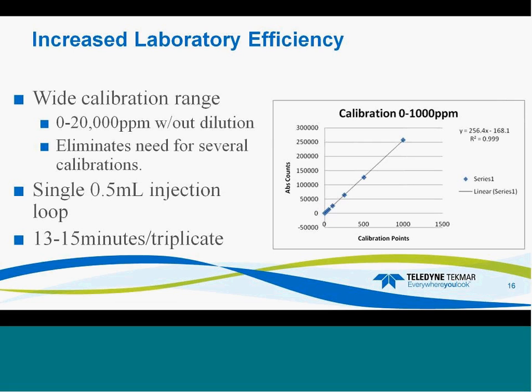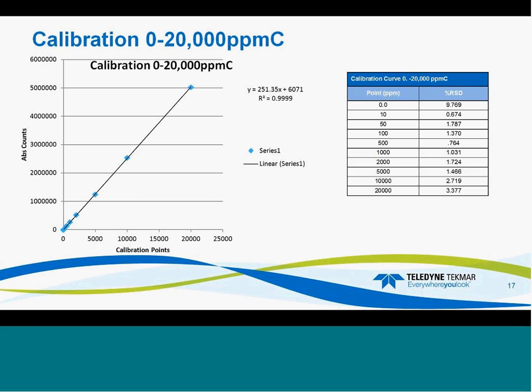Not the different methods and calibrations, and it'll help out time. Single 0.5 milliliter injection loop. It takes about 13 to 15 minutes per triplicate. So this will replace several methods. And we can see calibration from 0 to 20,000 is 0.99 linear. RSDs: 10 is less than 1%, and 20,000 is less than 5% RSD.